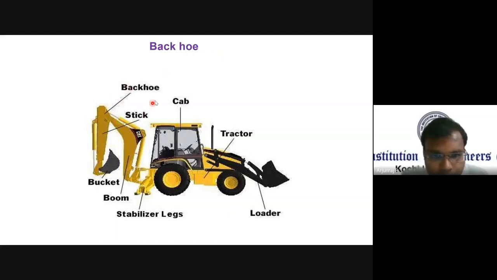And these are the different parts in a backhoe, which involves a boom, and you also have a loader, and you have the cab. This is the stick, which has the bucket, and all these are hydraulically operated. And again, it can rotate depending upon the place where it is going to excavate or do the construction activities. Accordingly, it can also handle the materials.